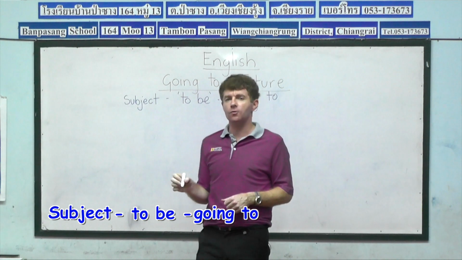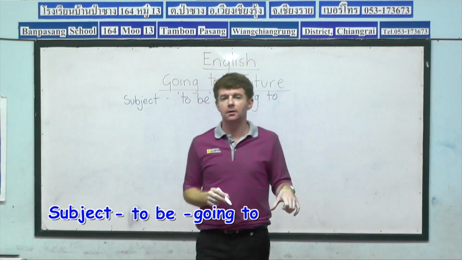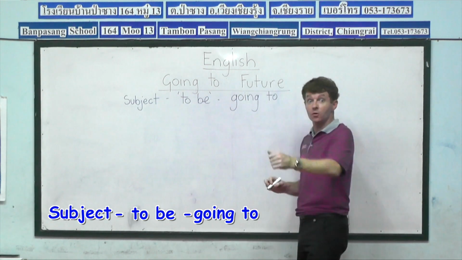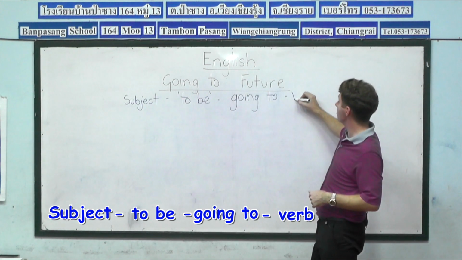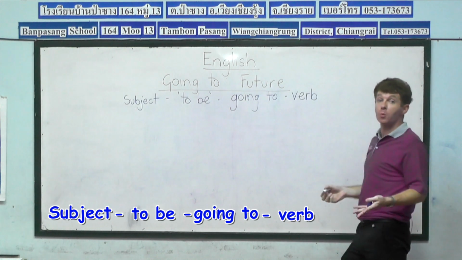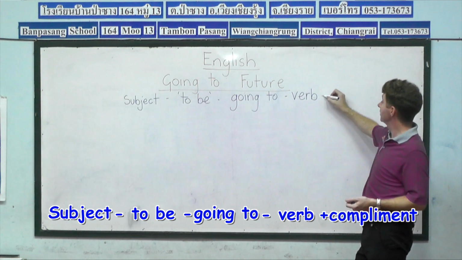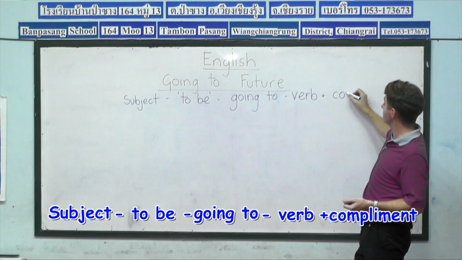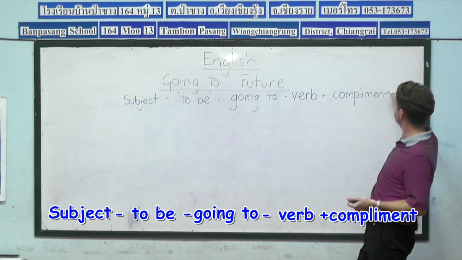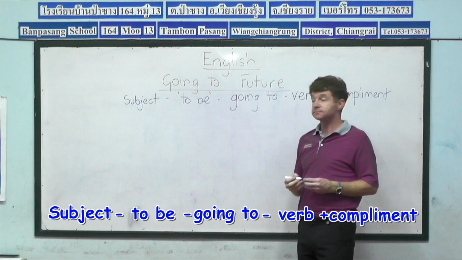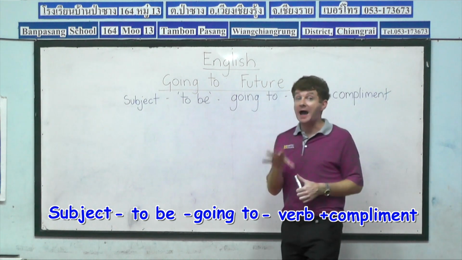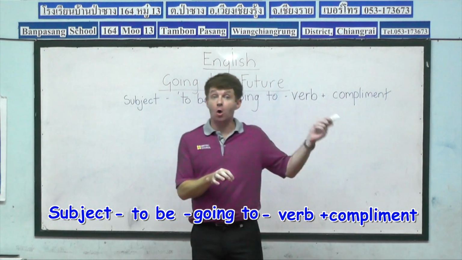And then after going to, we need to describe our action. And what type of action words do we use in English? Verbs. Well done. We use verb. V-E-R-B. And then after the verb words, we usually have a complement to describe what the verb is doing. C-O-M-P-L-E-M-E-N-T. Subject, verb to be, going to, then our action verb, and complement.